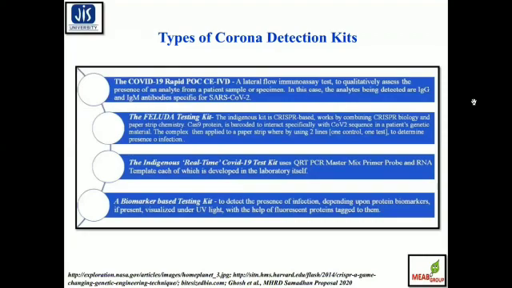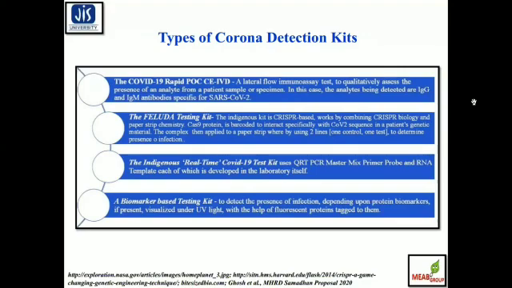The Feluda testing kit. The indigenous kit is CRISPR-based, and works by combining CRISPR biology and paper strip chemistry. Cas9 protein is barcoded to interact specifically with the CoV-2 sequence in a patient's genetic material. The complex is then applied to a paper strip, where two lines, one representing control and the second representing test, determine the presence of infection.